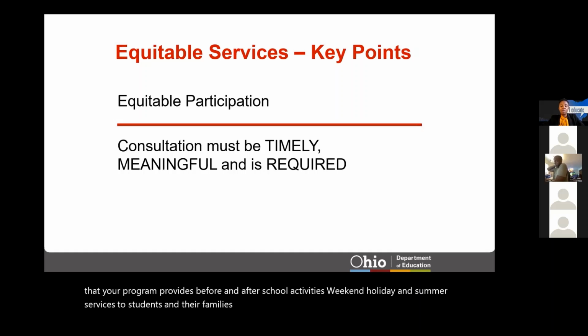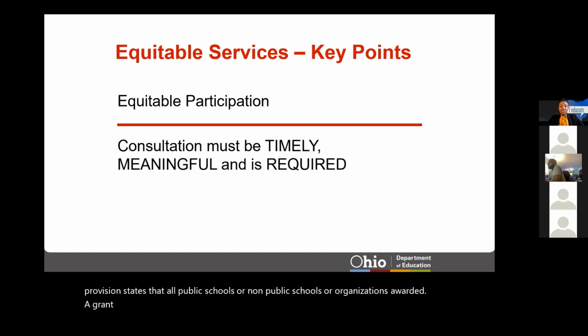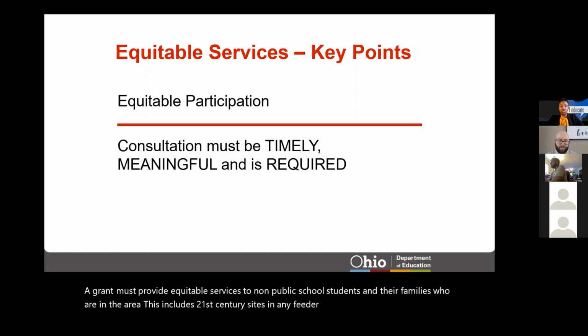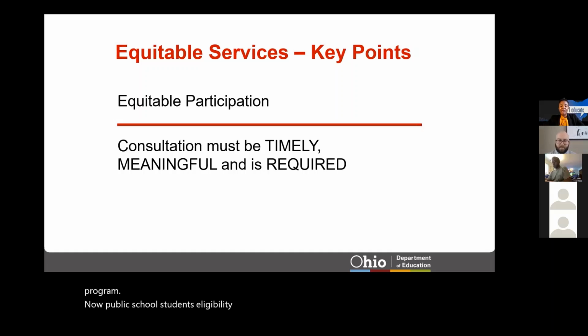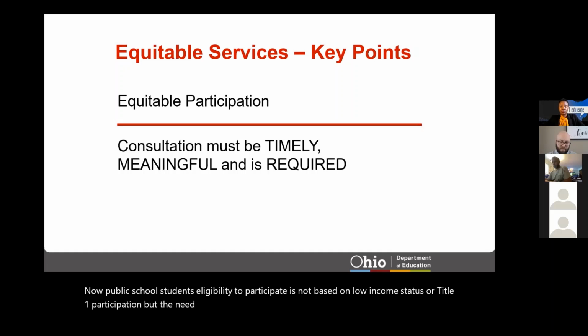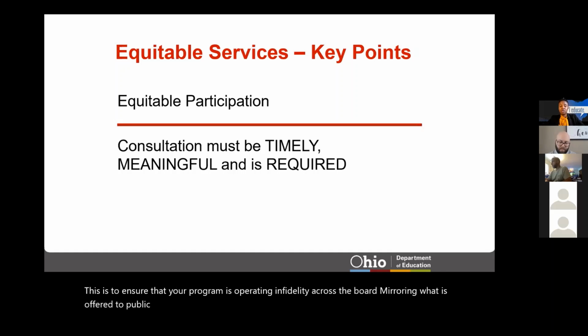As a federal requirement under federal law, this provision states that all public schools or non-public schools or organizations awarded a grant must provide equitable services to non-public school students and their families who are in the area. This includes 21st Century sites and any feeder sites that send students to that program. Non-public school students' eligibility to participate is not based on low income status or Title I participation, but the need of that non-public school student. This is to ensure that your program is operating in fidelity across the board, mirroring what is offered to public students and non-public students as well.